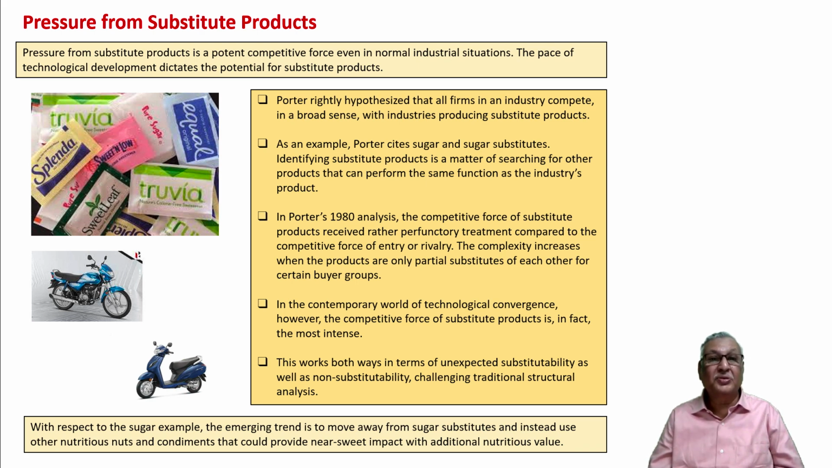Then there is pressure from substitute products. It is a competitive force even in normal industrial situation, and the pace of technological development dictates the potential for substitute products. All firms in an industry compete in a broad sense with industries producing substitute products. Sugar and sugar substitutes are competing products. Identifying substitute products is a matter of searching for other products that can perform the same function as the industry's product.